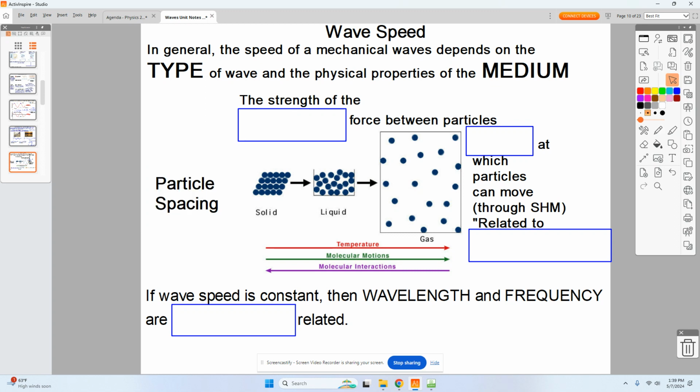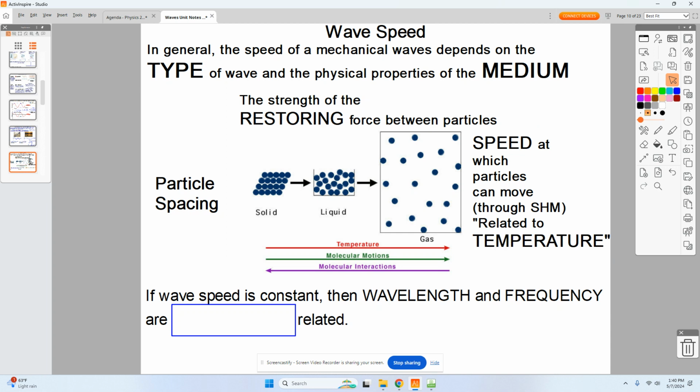One is particle spacing. If the particles are really close together, the particles do not need to move very far to interact with the next particle. So if they're really close together, which they are in solids, it's going to travel a lot quicker than if they're far apart. How strong are the restoring forces? Solids, again, are characterized by really strong restoring forces, forces that hold things in really structured shapes. And then finally, the temperature affects the speed at which those particles can move. So temperature also affects these things.